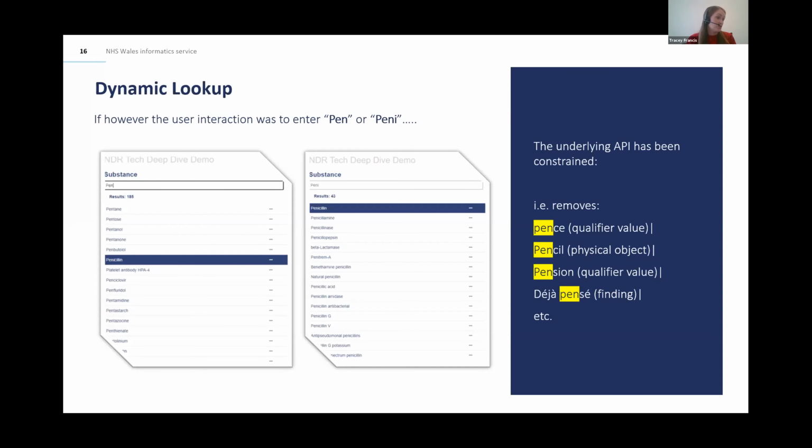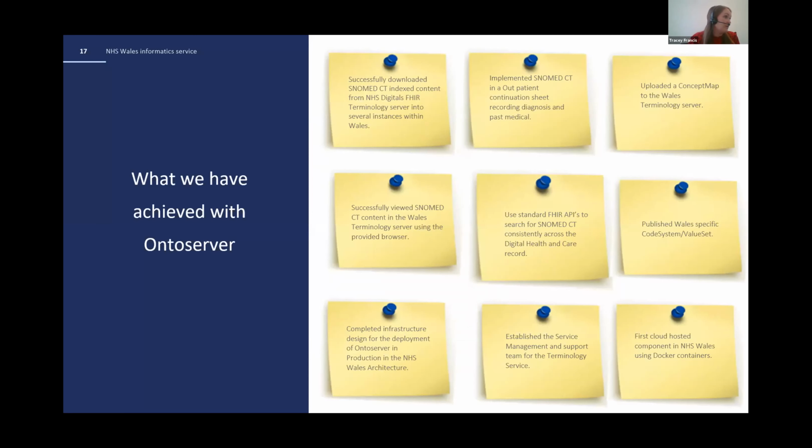So, this is quite short and sweet. What I've put on here is what we've achieved over the last 18 months to 2 years. We have been able to download SNOMED CT index content from the NHS Digital Sphere server. We've implemented it in a pilot in the outpatient continuation sheet. We've uploaded a concept map. We successfully viewed our SNOMED content using the browser. We're using the standard FHIR APIs and being able to consistently search, have that same look and feel across the digital healthcare record. We've published code systems and value sets.